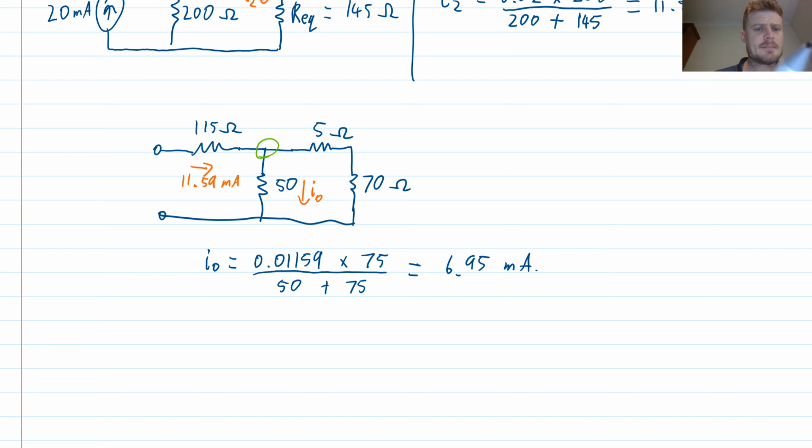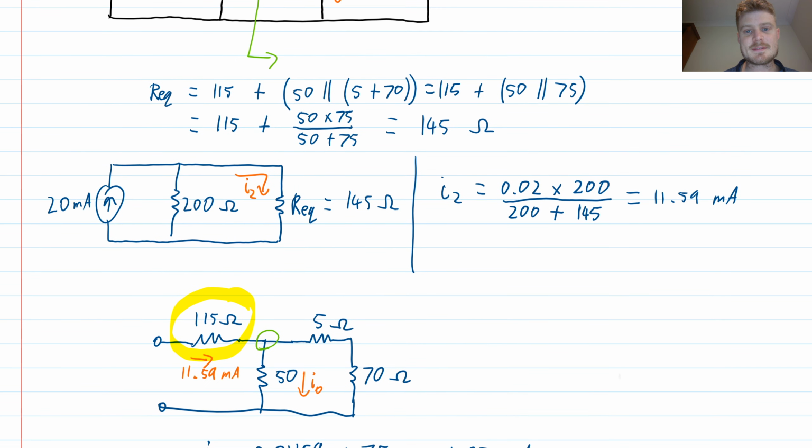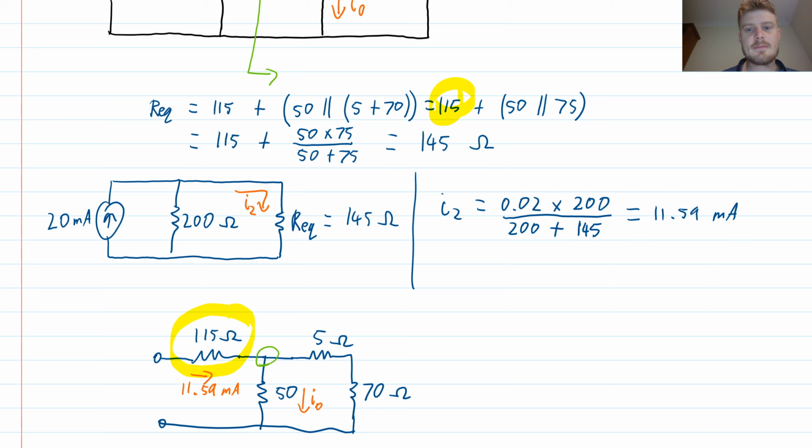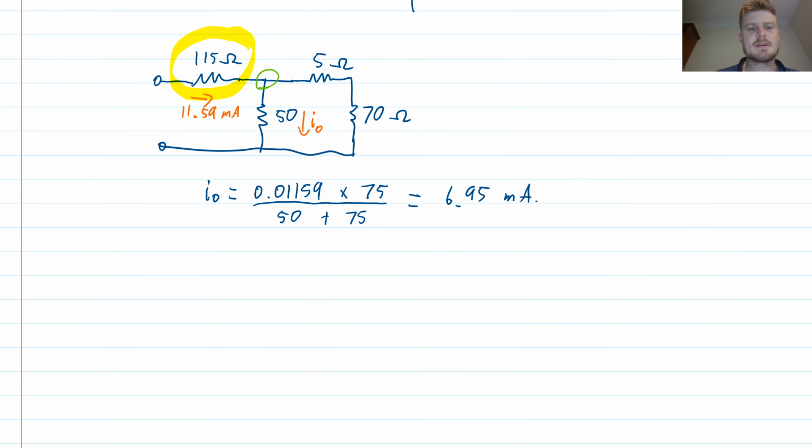Now, one point to keep in mind: this 115 ohm resistor here actually played no part in this calculation of this current divider. Basically the reason is I've already used that fact in calculating the equivalent resistance. It did factor into the equivalent resistance, which dictated how large the current I2 was. But here, I have a particular current coming in, and the resistor can't change the size of that current. So there's 11.59 milliamps entering. It doesn't matter anymore what that resistance is.